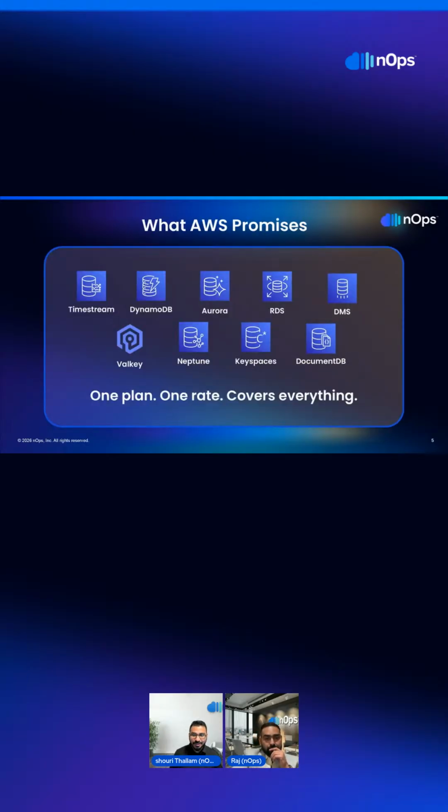Let's be honest, that pitch is very attractive from AWS. You buy one plan, one hourly dollar amount, and you get discounts across all these 9 services. Aurora, DynamoDB, RDS, everything is magically handled by AWS, which clearly says, don't worry about the details. We have got this, right? I mean, yes, it's easy looking at it from a 10,000 feet or 30,000 feet perspective. When you buy one plan, one dollar amount, it's easy, nothing to worry about and nothing to think about.